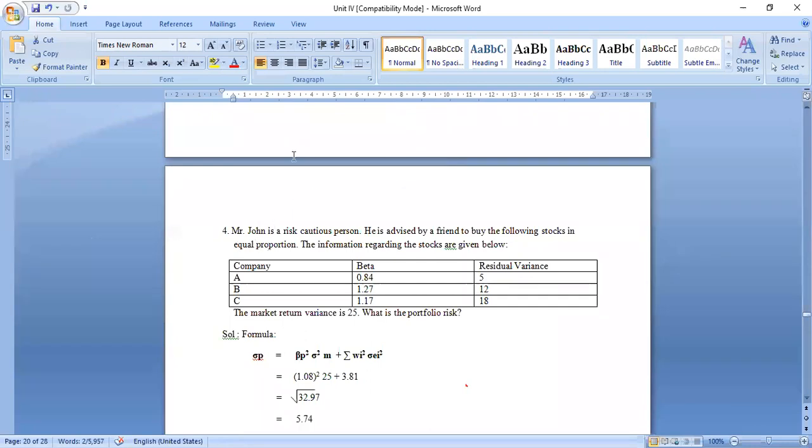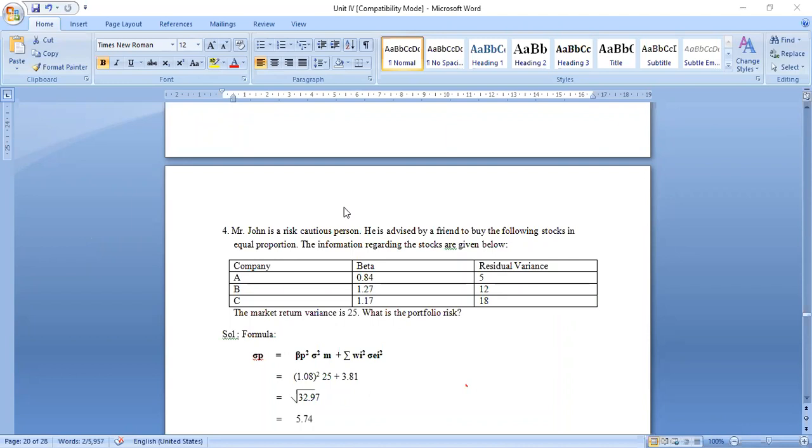Mr. John is a risk cautious person. He is advised by a friend to buy the following stocks in equal proportion. The information regarding the stocks is given below. So here we are supposed to calculate the portfolio risk, and we are given three securities A, B and C. We are given the beta values, the residual variance, as well as the market return variance, which is 25.